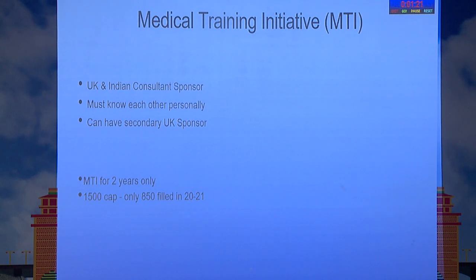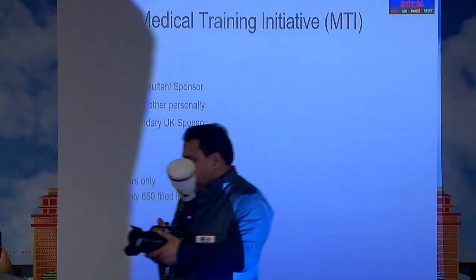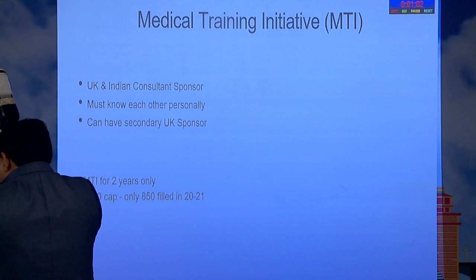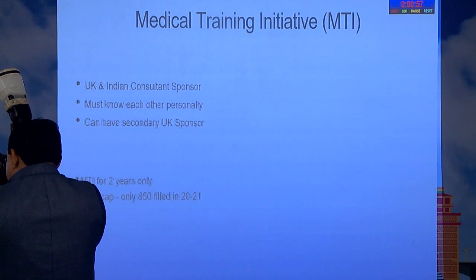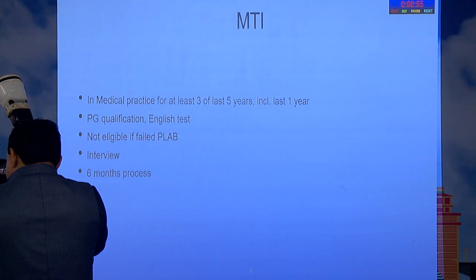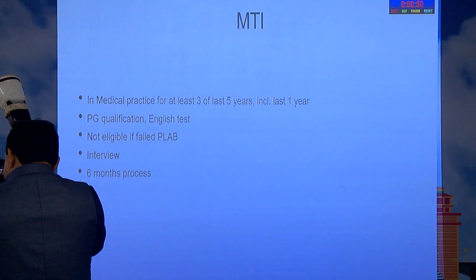Now, MTI has been around since about 2008, but because there are lots of rules and regulations, it's not very popular. There is a visa cap of about 1,500 per year, but only about 850 places were filled. So there is scope there. If someone goes through the paperwork, then they can get into this medical training initiative. There are lots of rules and regulations. They're all doable, but the trainee has to do the paperwork.